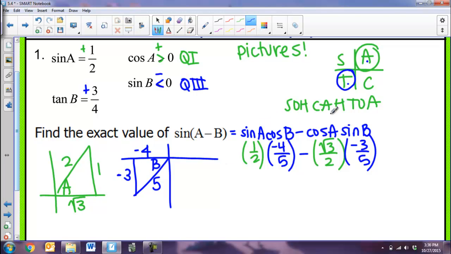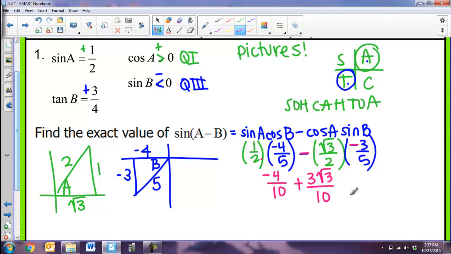Now I have exact values for those pieces, and then I'm going to simplify where I can. If I multiply straight across, I get -4/10 minus, we would have a negative times a negative, so this actually turns into a plus. So 3 times the square root of 3 all over 10.